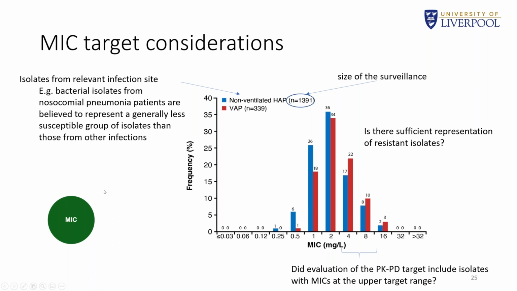Another thing to bear in mind is whether you have enough isolates from a relevant infection site. The example here is that isolates from patients with nosocomial pneumonia are considered to represent a generally less susceptible group of isolates than those from other infections. So if you were developing a drug for nosocomial pneumonia and you had most of your surveillance on isolates from UTI patients, for example, it's possible that you could underestimate your MIC 90.